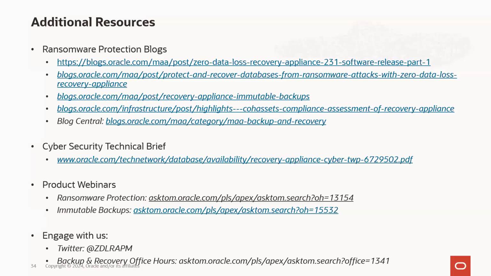And then here are just some additional resources on this topic. There are blogs on ransomware, so the blogs are listed here. And I know there have been some Ask Tom sessions recently, because this is such a big, critical issue that we've covered this topic a couple of times in a couple of different ways.